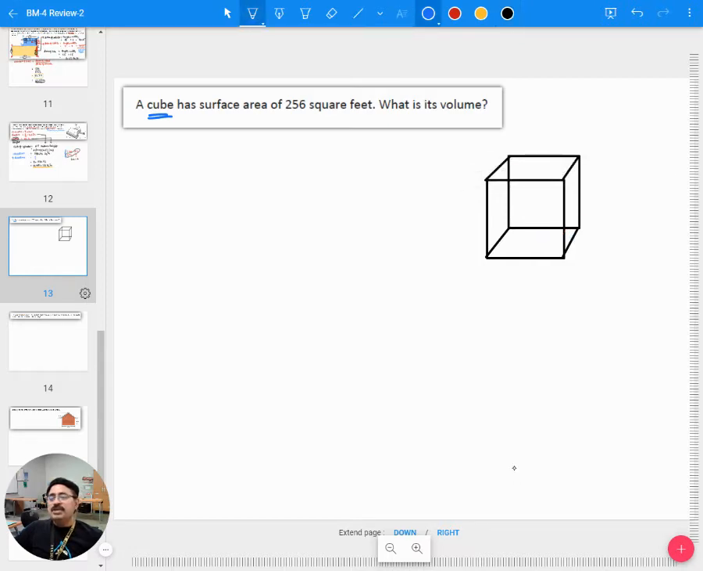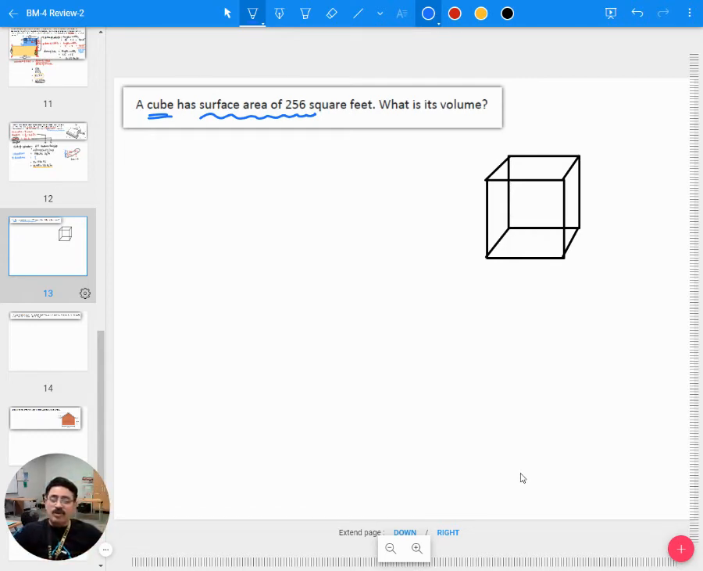Now, the question is, a cube has a surface area. Surface area means, look at this one. There are six faces. One face is at the top, one at the bottom, so two faces, and next, the sides: one front, one at the back, and two at the sides, so four faces. So there are a total of six faces. Please notice that every face is a square.